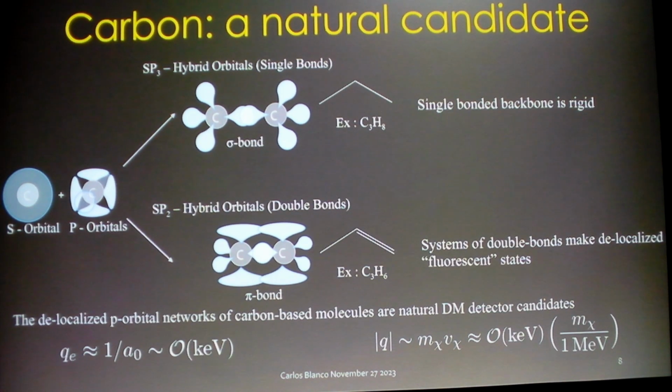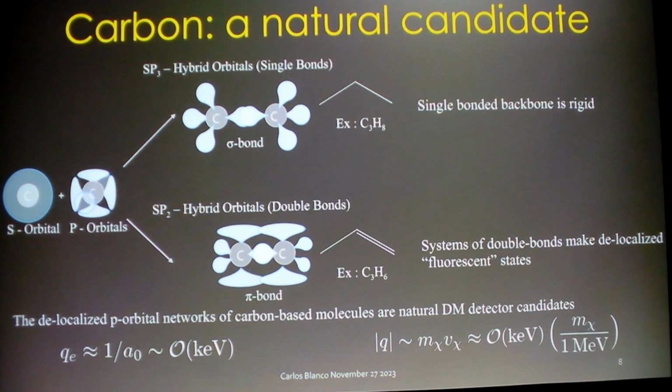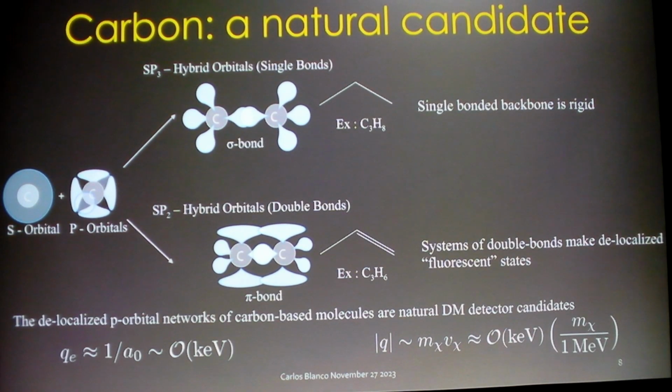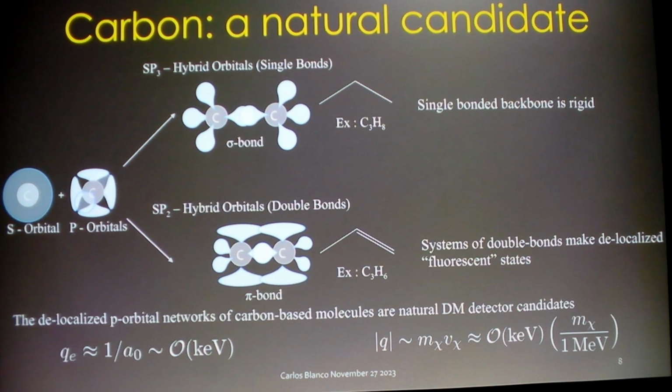Transfer from where to where? Sorry? This transfer is from which state to which state? From some pi orbital to another pi orbital. Okay. And you'll see these pi orbitals being signified as these double bonds.